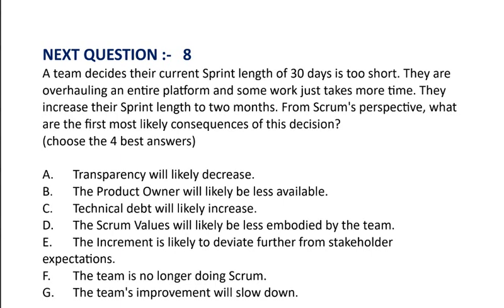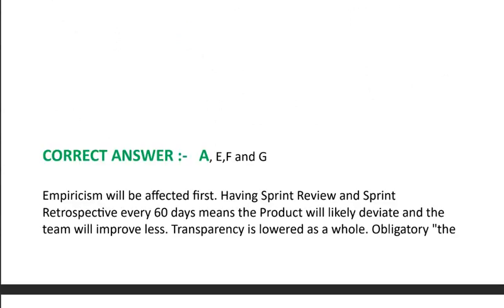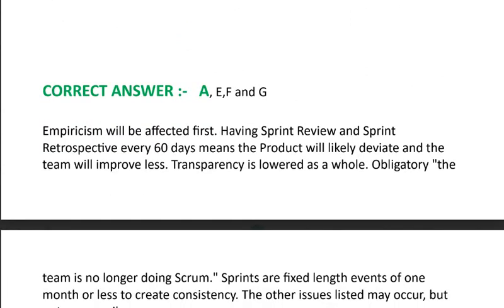Option A, transparency will likely decrease. Option B, the product owner will likely be less available. Option C, technical debt will likely increase. Option D, the Scrum values will likely be less embodied by the team. Option E, the increment is likely to deviate further from stakeholder expectations. Option F, the team is no longer doing Scrum. Option G, the team's improvement will slow down. Correct answer is option A, E, F, and option G.